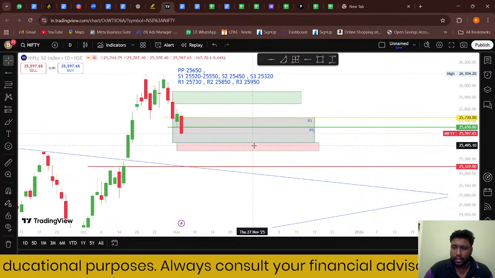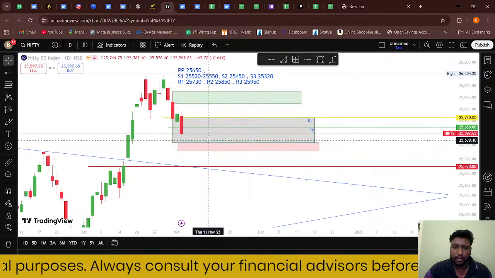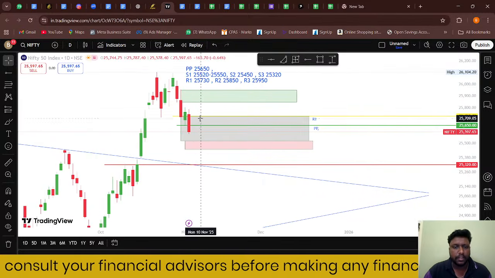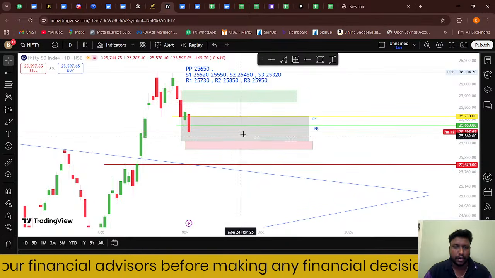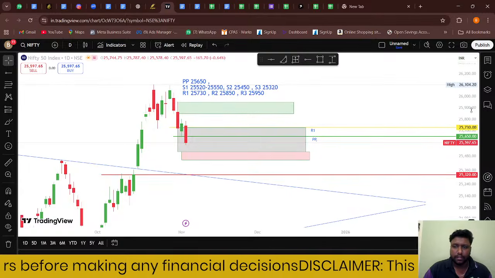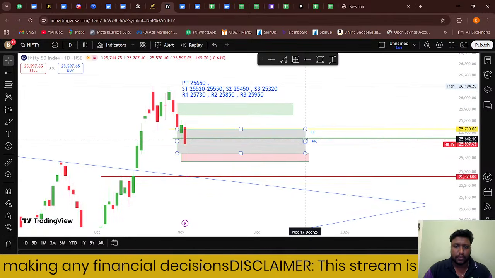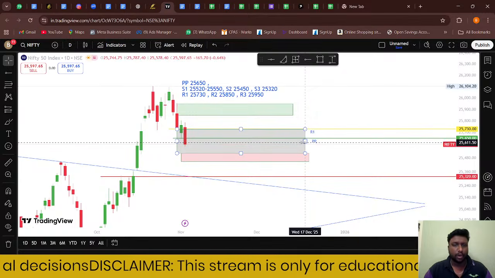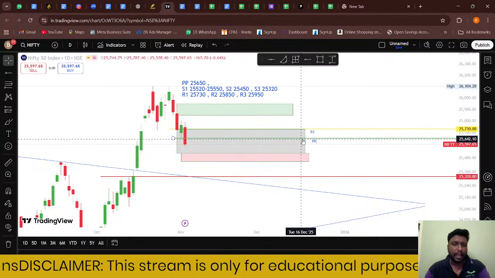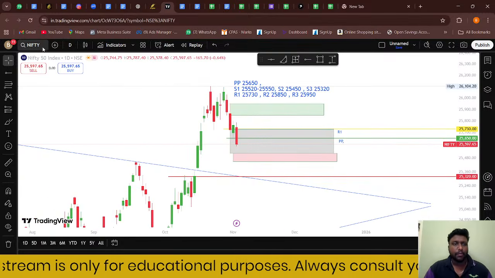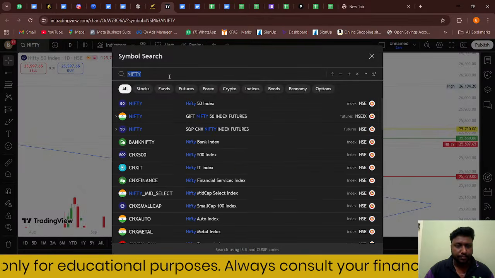I can look forward to a target up to support 1 and support 2 if volume sustains, or else it will be consolidating at this particular level. So these are the three zones for Nifty 50, and this will be the pivot line. Always consider volume confirmation for whatever directional trade you are taking. So these are the levels for Nifty 50. Let's quickly move on to Bank Nifty.